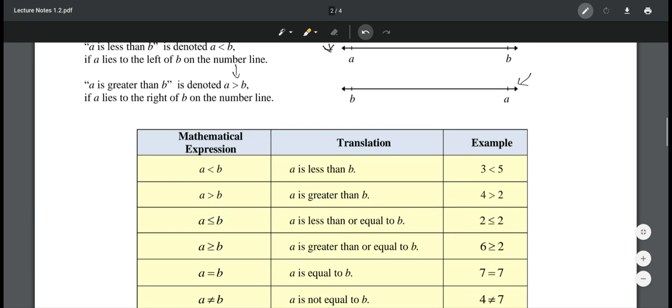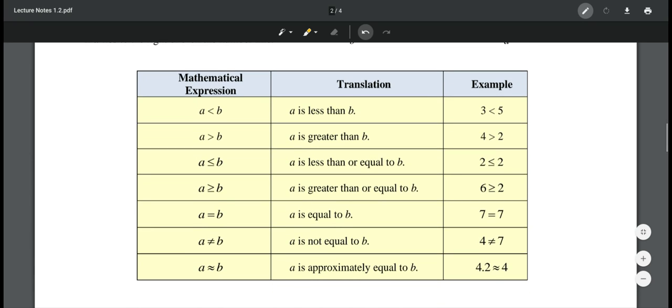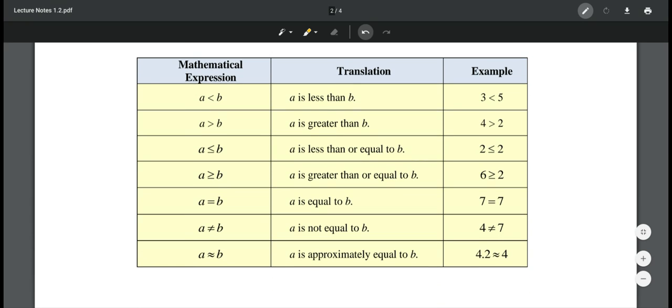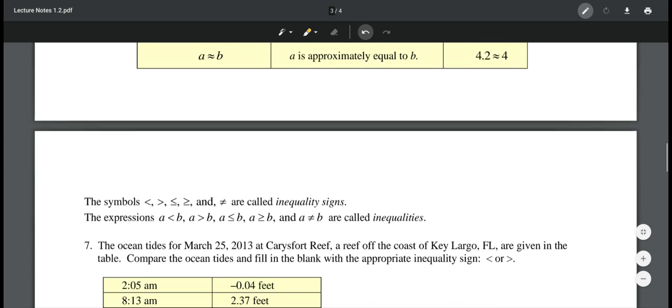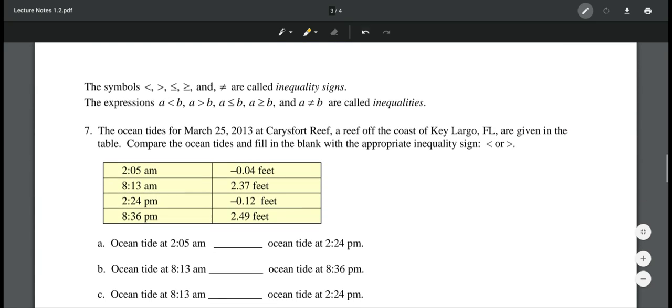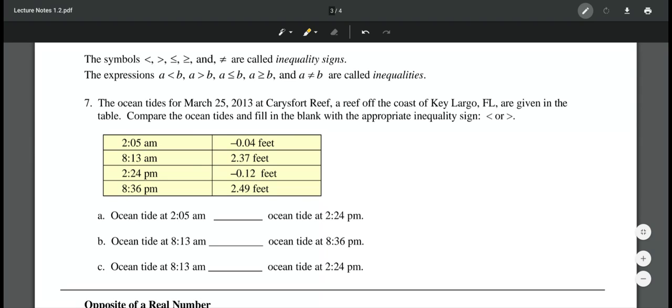Here are some mathematical expressions down here. You've got all of these that you can read, and here are some examples. 3 is less than 5, 4 is greater than 2, 2 is less than or equal to, that little line underneath means it's or equal to, so on and so forth. So we're going to go on down and we are going to answer this question. So all of these symbols are called inequality symbols, even the not equals to symbol.